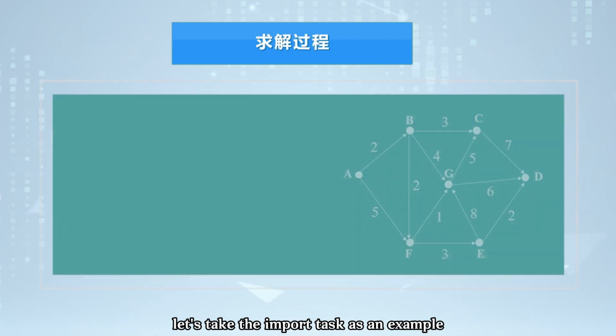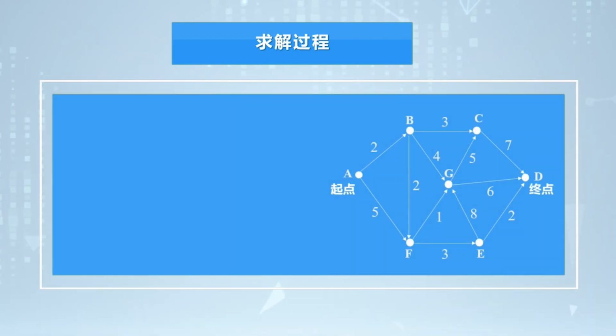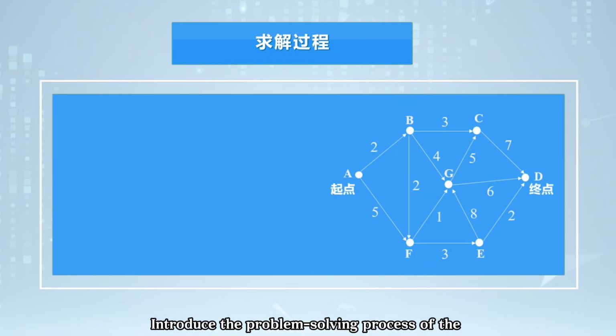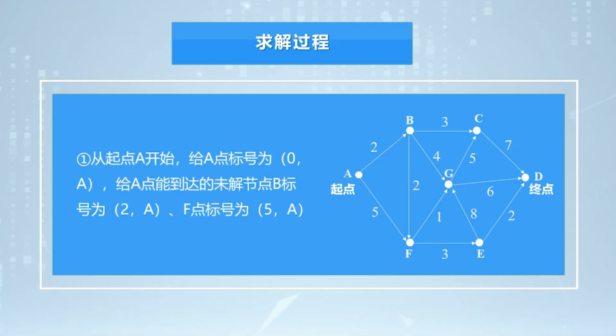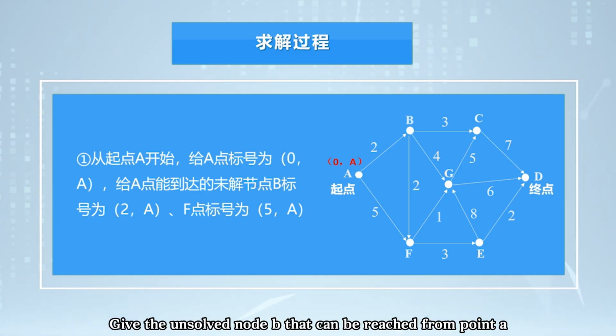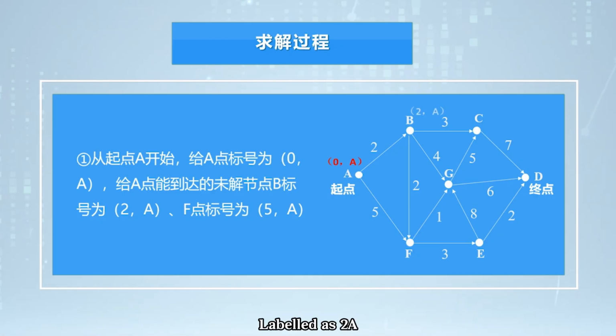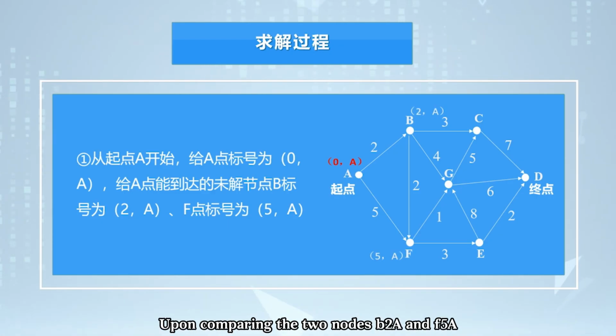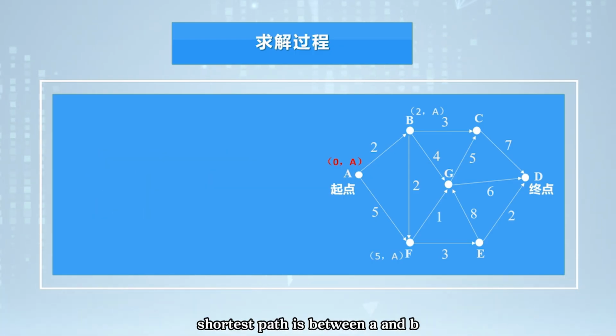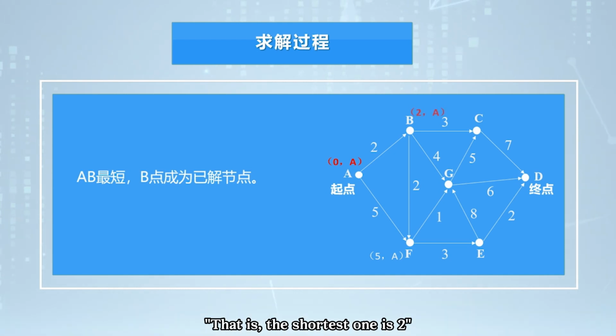Next, let's take this task as an example to introduce the problem-solving process of the shortest path algorithm. From starting point A, the label is 0A. Give the unsolved node B that can be reached from point A the label 2A, and point F the label 5A. Comparing the two nodes B2A and F5A, the shortest path is between A and B, that is, the shortest one is 2. Change point B to a solved node.